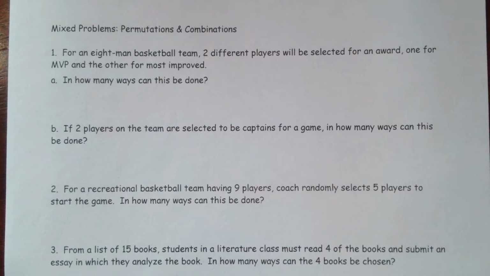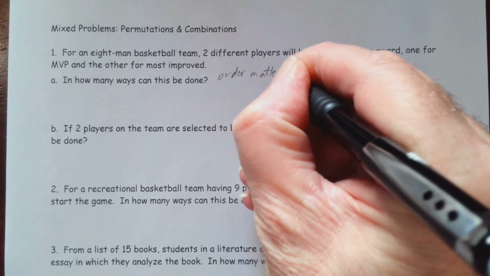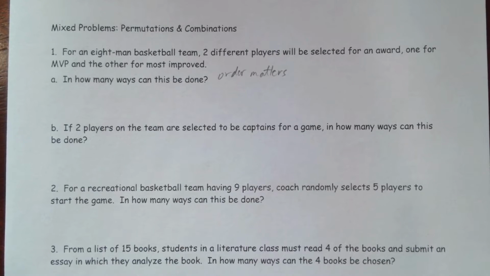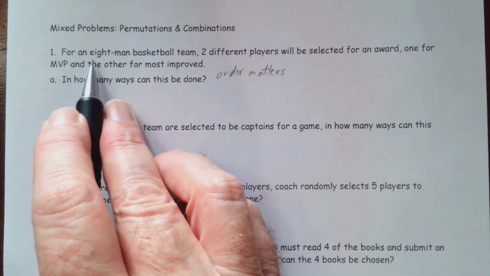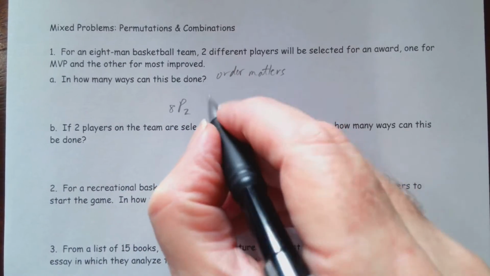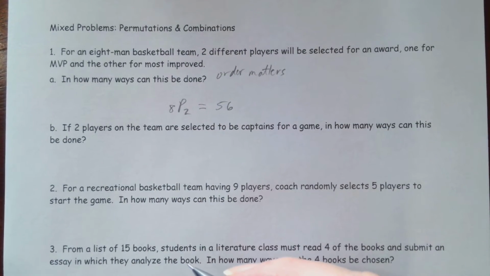On number 1 it says for an 8-man basketball team, 2 different players will be selected for an award, one for MVP and the other for most improved. So you can see order matters here. And how many ways can this be done? Well, this is the number of permutations of 8 people chosen 2 at a time. That's 8P2. And we get 56. I'm just getting the answer off the calculator.